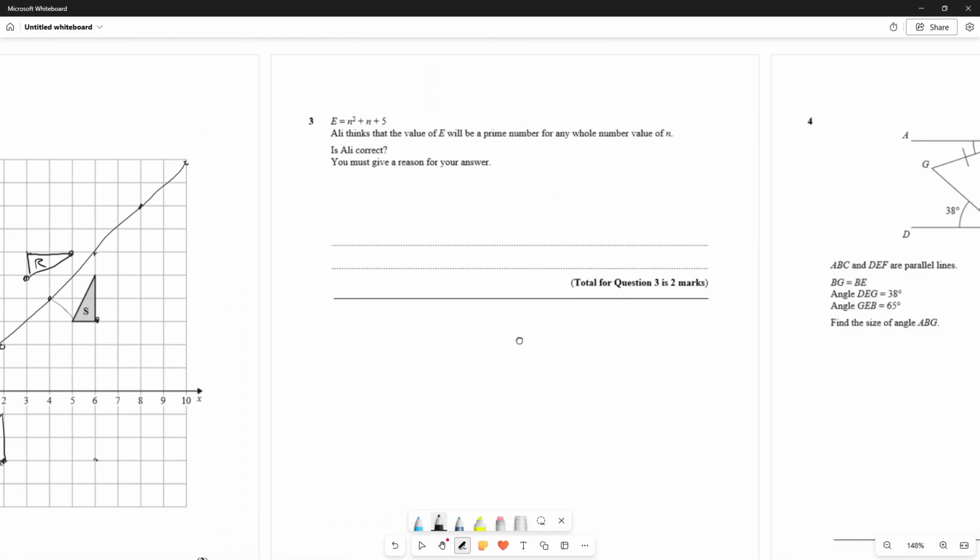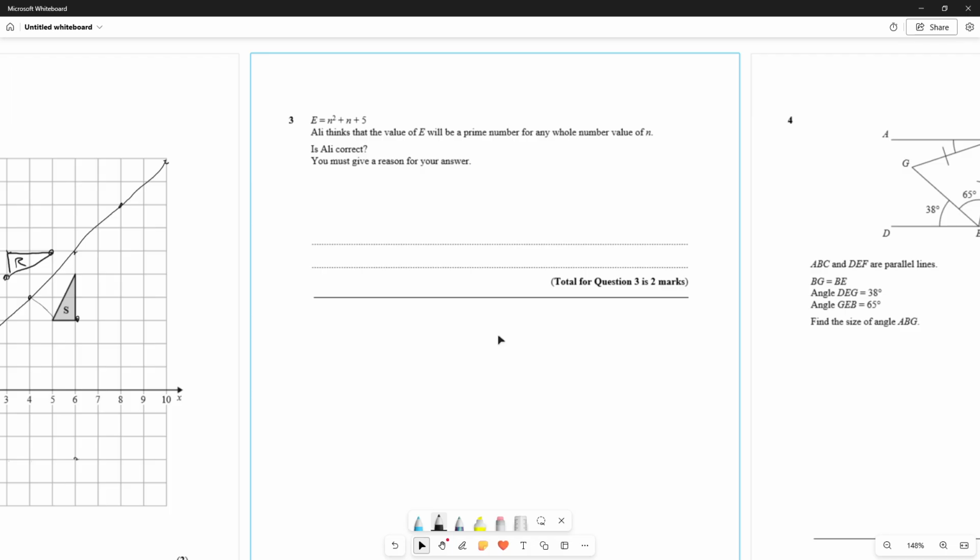Okay, question 3. E equals n squared plus n plus 5. Ali thinks that the value of E will be a prime number for any whole number value of n. Is Ali correct? You must give a reason for your answer. When you see these questions that say for any whole number, you should immediately try just numbers. For your answer, you don't want to say no because of some algebraic equation. No, just say let n equals 5, because he says for any whole number.